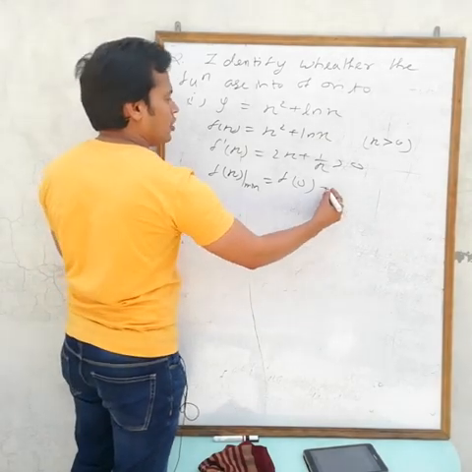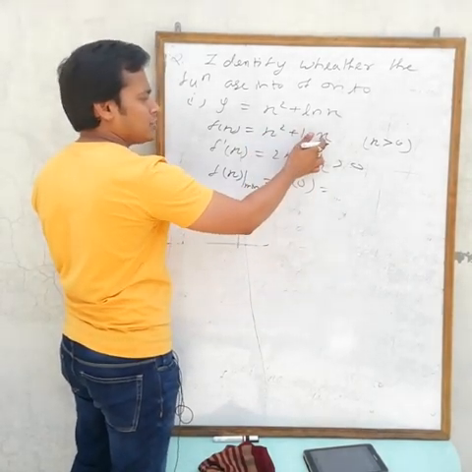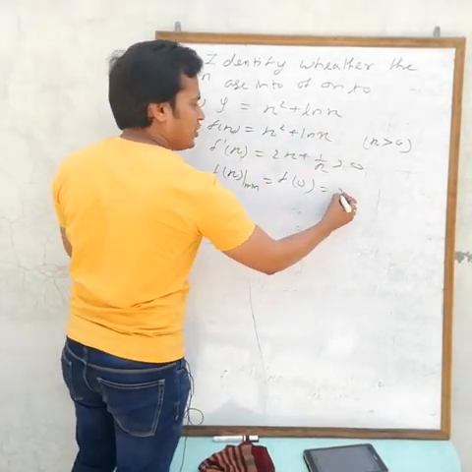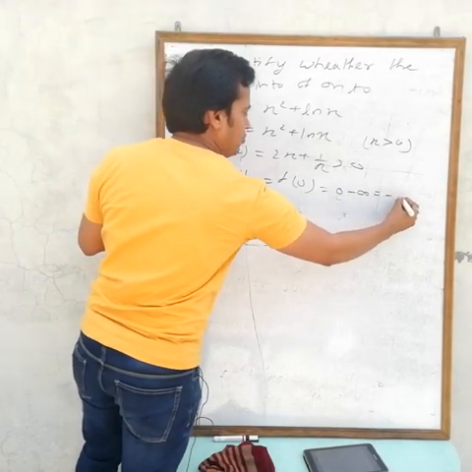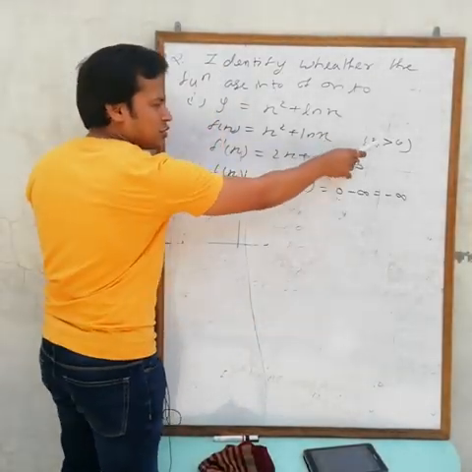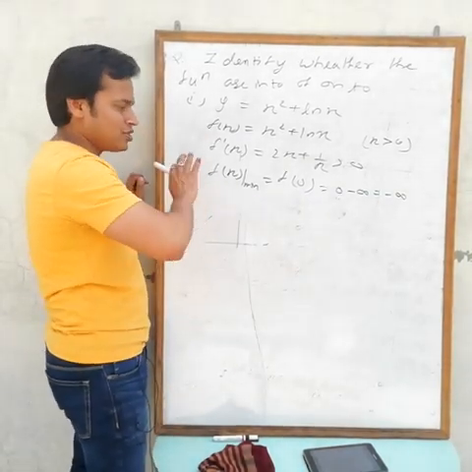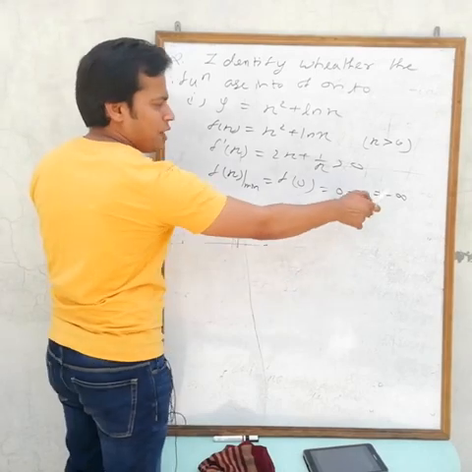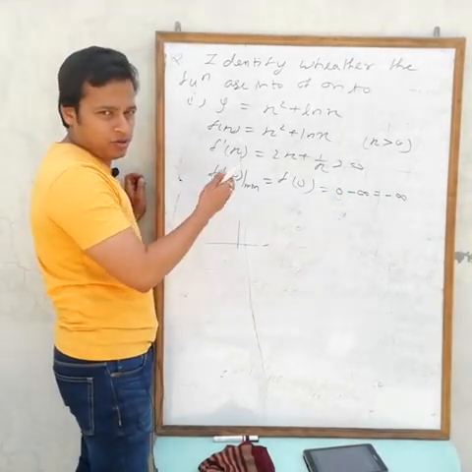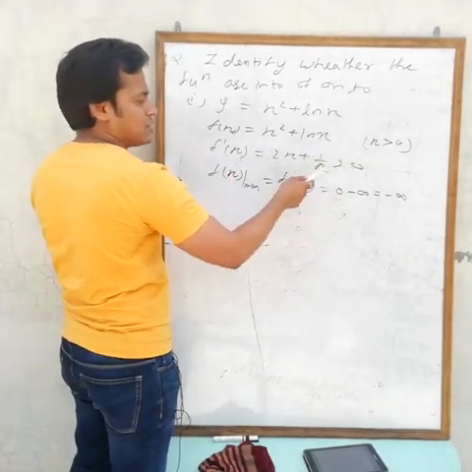Now find f of 0. Put 0 in ln 0. Ln 0 is minus infinity, so 0 minus infinity is minus infinity. As 0 is not included, minus infinity is also not included. I am just writing this to explain, but minus infinity is not a value; it is an open interval here, because 0 is also not there.